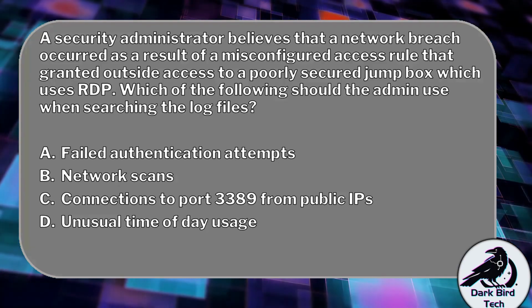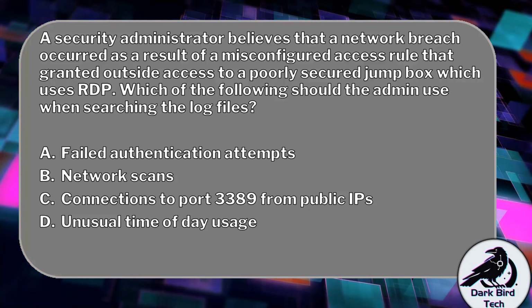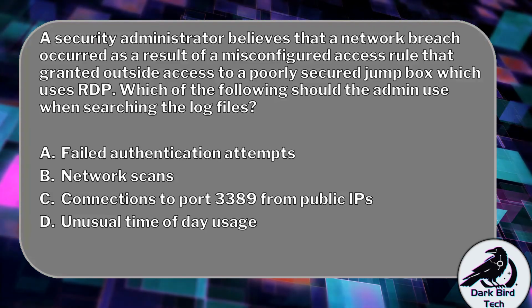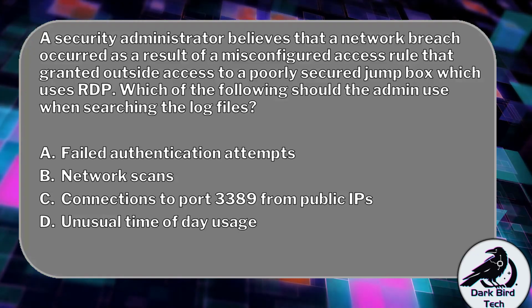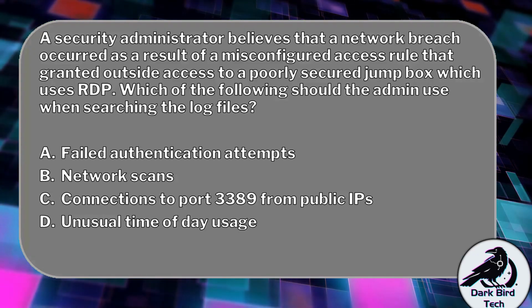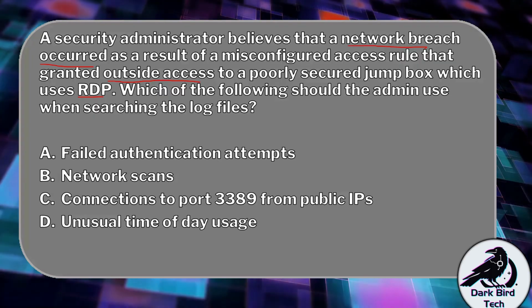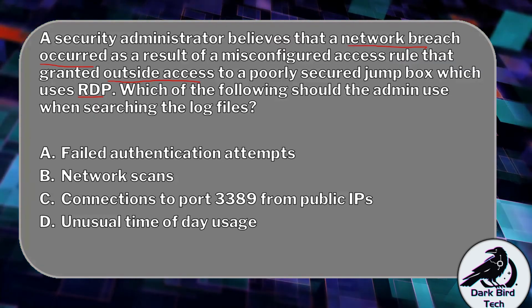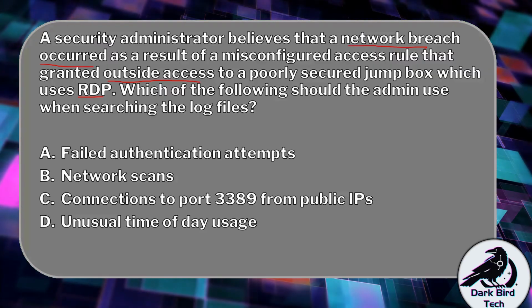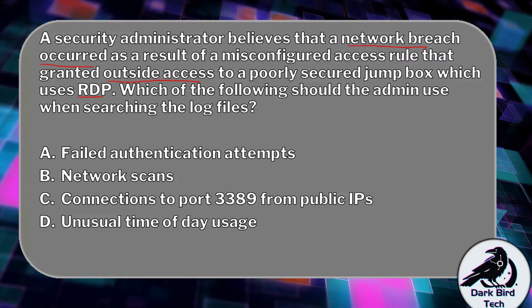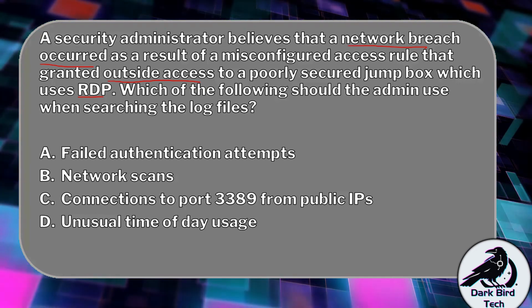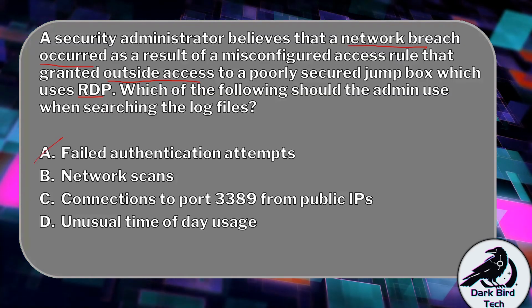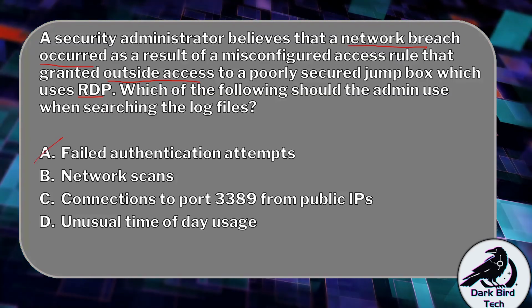So let's focus on some key details in the question. The security administrator believes that a network breach has occurred because there's a bad rule that granted outside access to a jump box that uses RDP. Alright, so the failed authentication attempts could be pretty useful, but we're already looking at the possibility that the breach was successful, that the attacker somehow managed to get in. I'm not worrying about the times the attacker missed the target. This time I'm worrying about when the attacker hit their target. So let's not worry about their misses. Let's start looking for their hits.